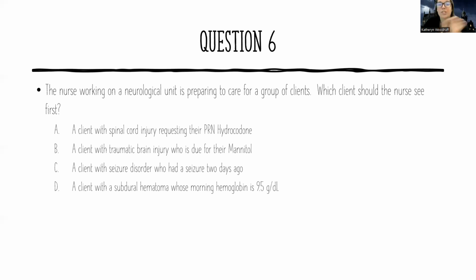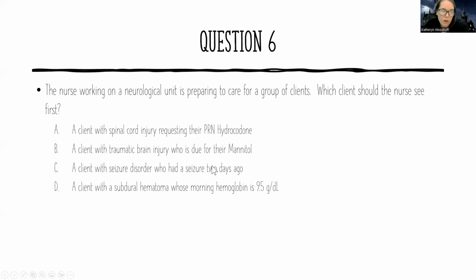So the correct answer here, because I know this wasn't an ordering question, if you were like, where'd that crazy lady come from? This isn't an ordering question. I just like to make things spicy. So the correct answer here is going to be B, a traumatic brain injury who is due for their mannitol.